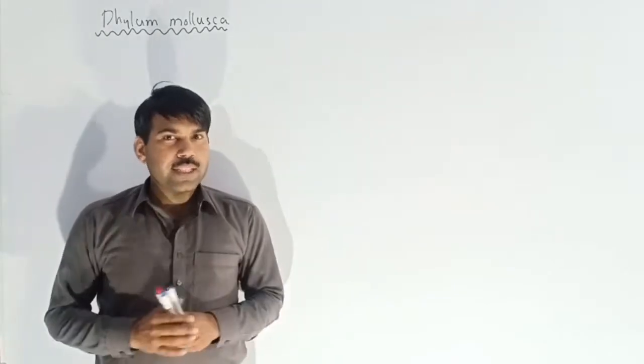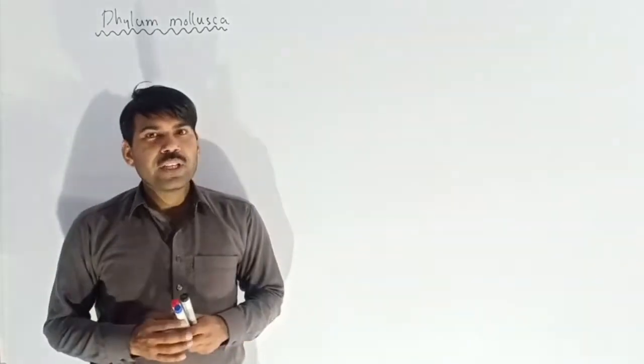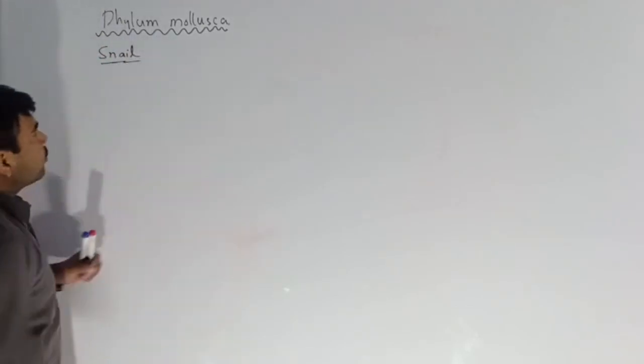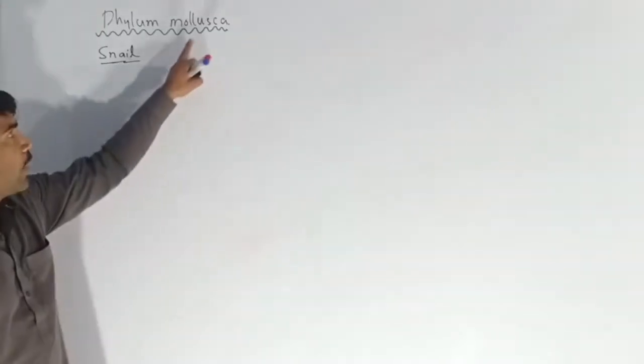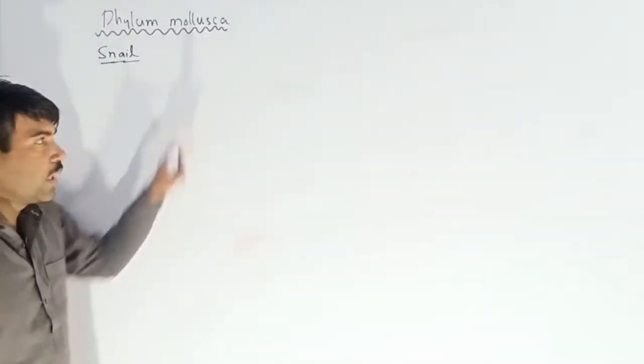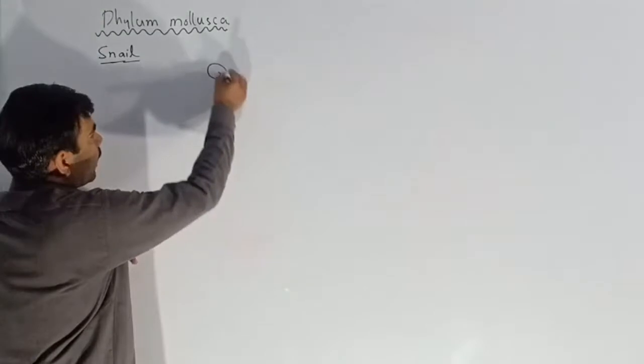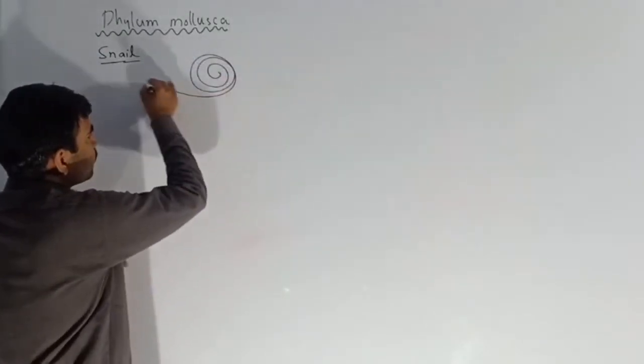Today we are going to discuss the phylum Mollusca. If you take an example of a member of the phylum Mollusca, a very common example belonging to this phylum is a snail. So we can mention here, as an example, snail. How does this snail, which is an example of the phylum Mollusca, look like? It looks like this structure.